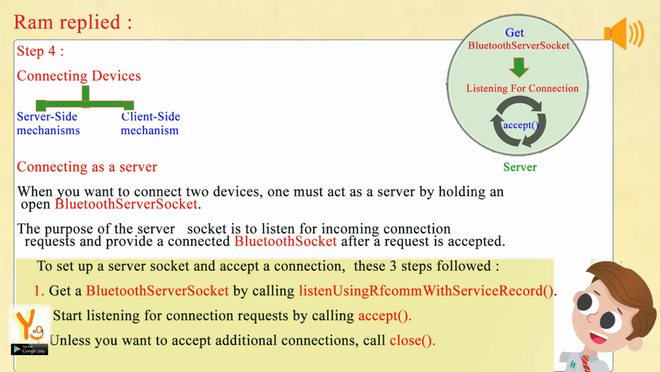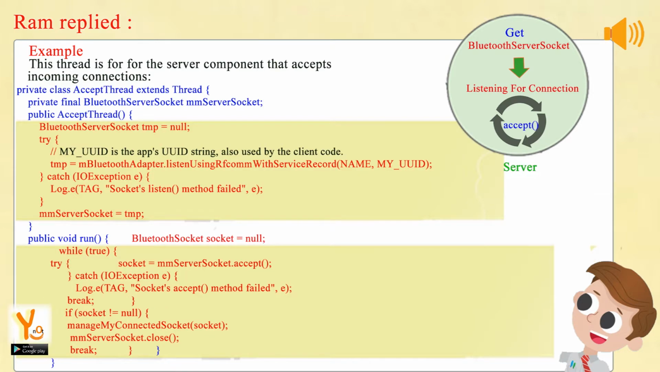Step 1: Get a Bluetooth server socket by calling listenUsingRfcommWithServiceRecord. Step 2: Start listening for connection requests by calling accept. Step 3: Unless you want to accept additional connections, call close. Example: this thread is for the server component that accepts incoming connections.